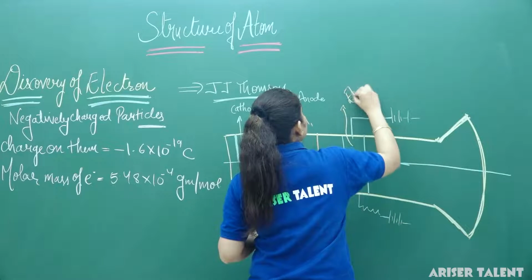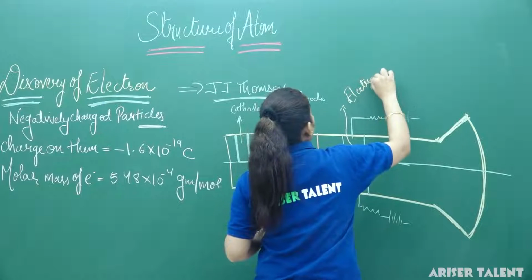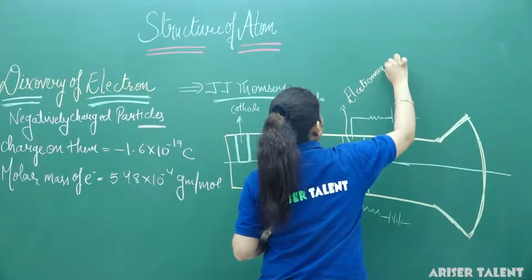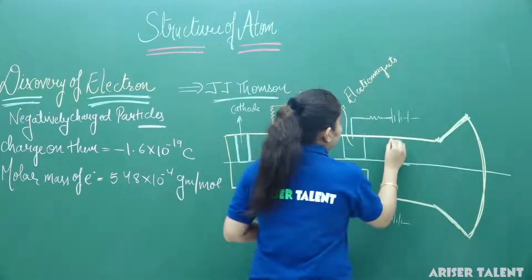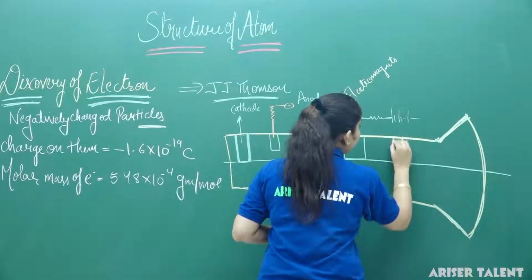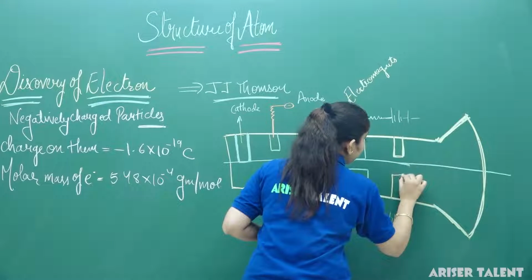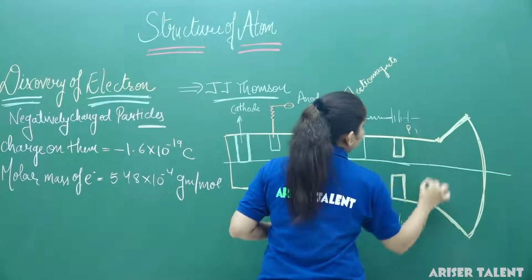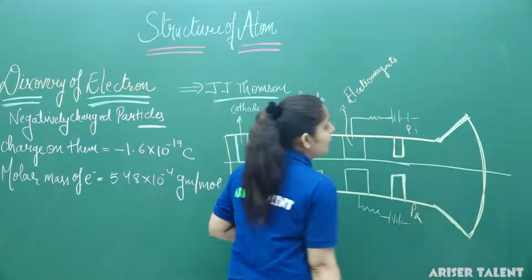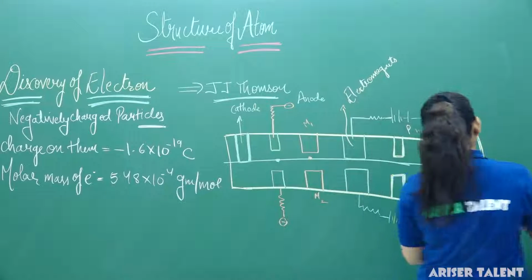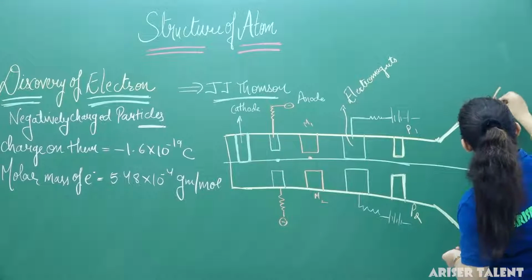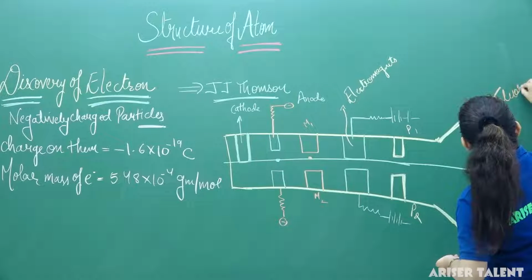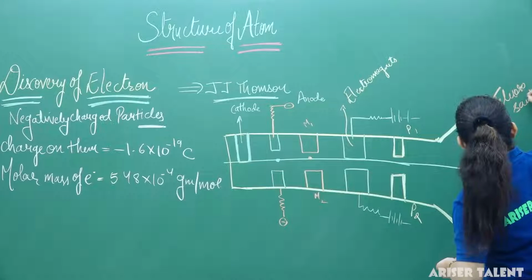So this is electromagnets. Now the two plates are taken, P1 and P2, through which the electron beam is going to be passed. This is plate P1 and this is plate P2, and this is our fluorescent screen. This is the screen on which the whole phenomena is observed.